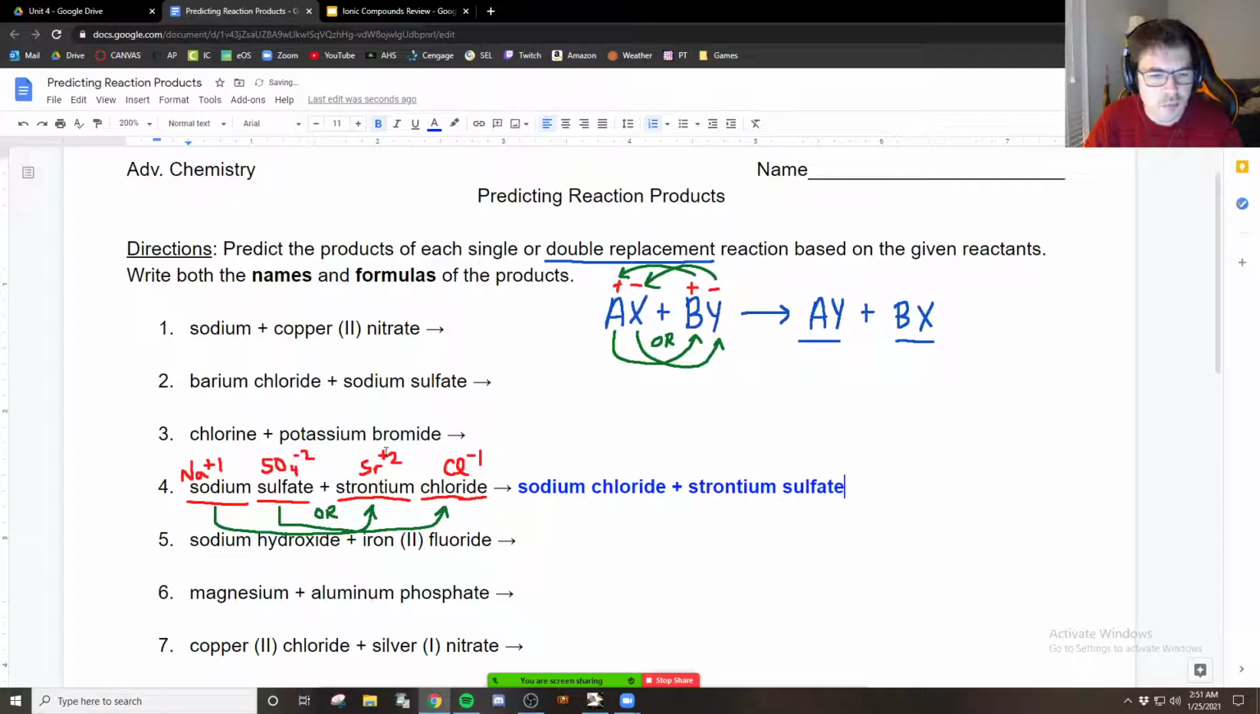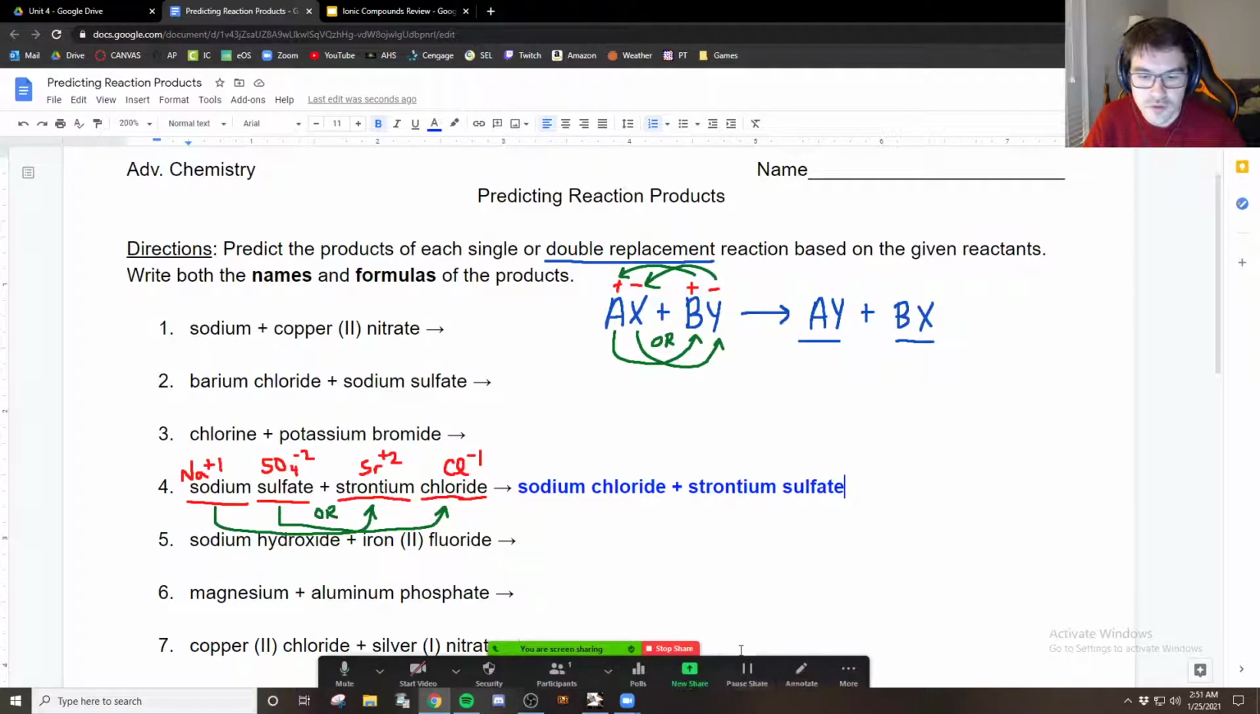You might be thinking, why not chloride sodium and sulfate strontium? Well, that's because the positive ion, the cation, is always listed first before the negative anion. So it's always positive, negative, positive, negative. It's never negative, positive, or negative, positive. Okay, so these are the names, right?